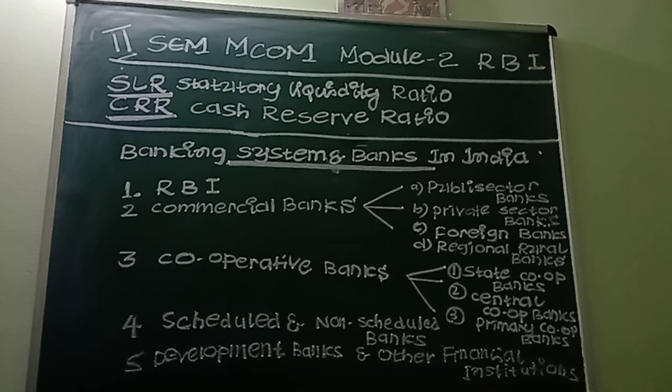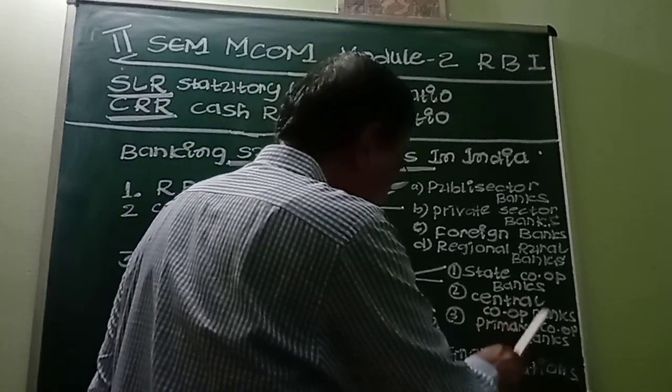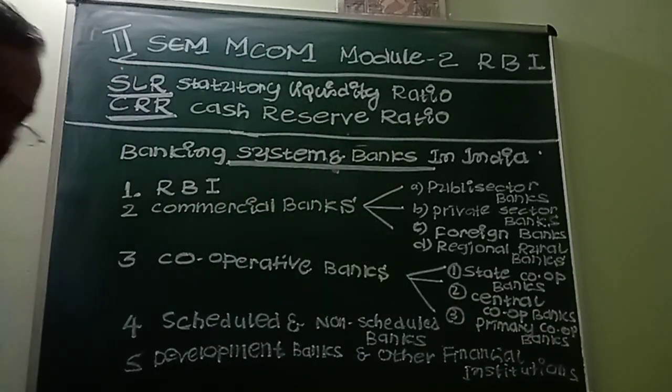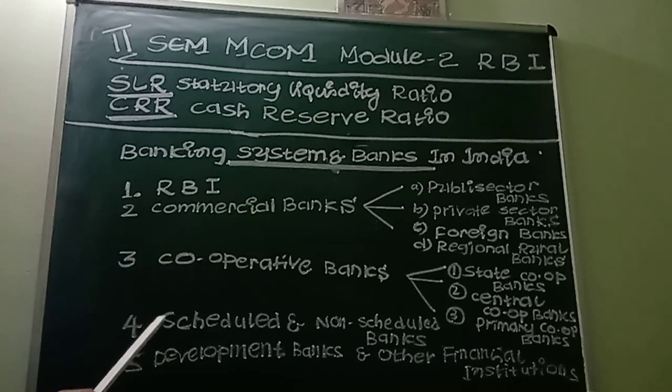The Cooperative Credit Societies Act of 1904 was amended in 1912 with a view to broad basing, to enable the organization of non-credit societies. There are three important structures in cooperative banking. One is the state cooperative bank, the second is the central cooperative bank, and the third is the primary cooperative bank. Now let us proceed to the fourth important type of banks in India, scheduled and non-scheduled banks.